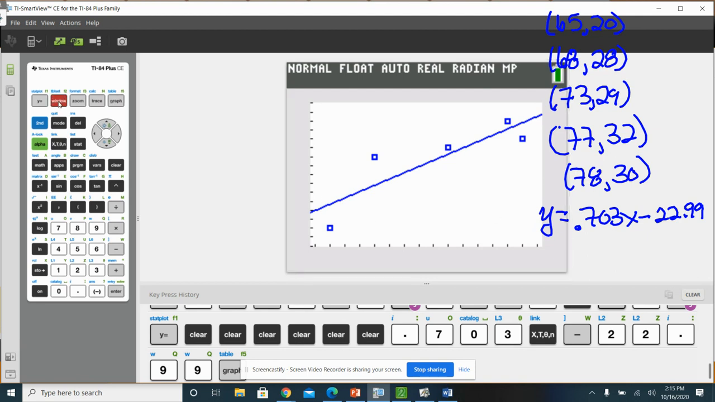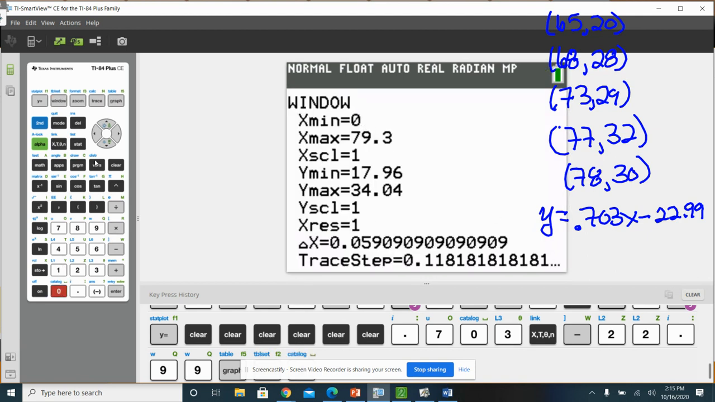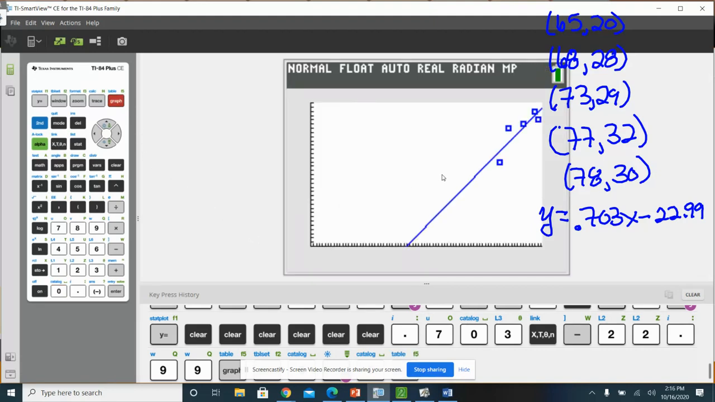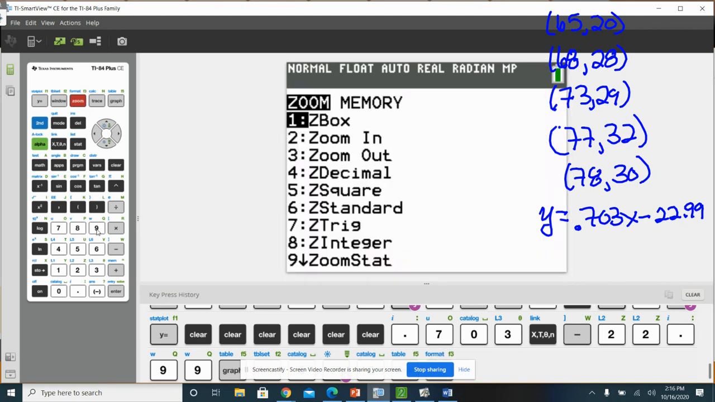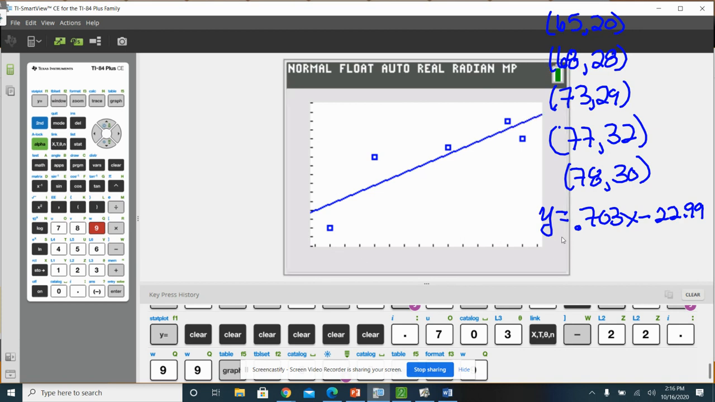If I change my window so that I can have the 0, 0 on here, you can tell better that that y-intercept would be in the negative range. That might help you understand your graph a little bit better, okay? But that's fine if you don't. The zoom stat is just fine. So we have that equation, 0.703x minus 22.99.